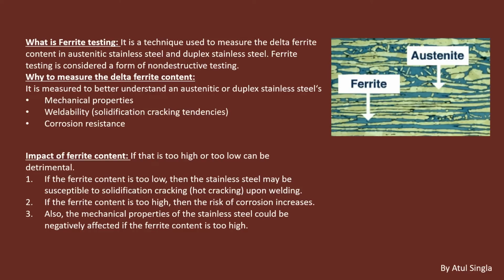Now why it is important? There are a few things which are important in process industry. We need to understand the mechanical properties of steel, we need to understand the weldability, we need to understand the corrosion resistance. Based on these things we decide any uses, any application of the steel. So if we know the ferrite content, we can easily decide how much is the impact. Right, now let us look at the content.